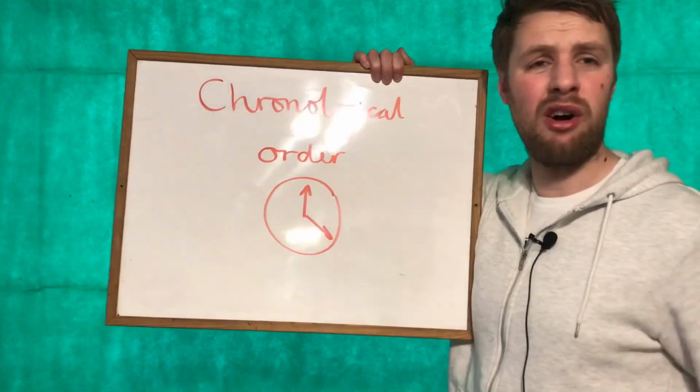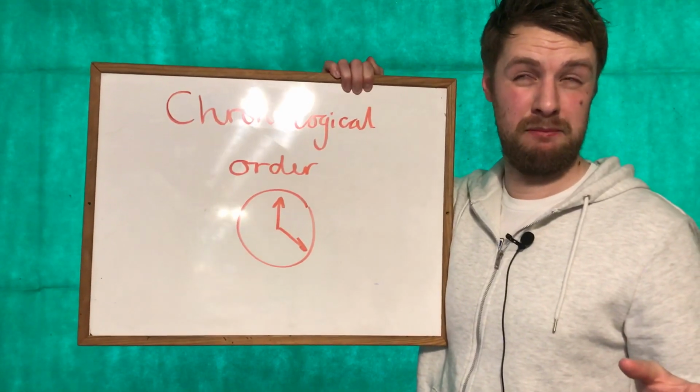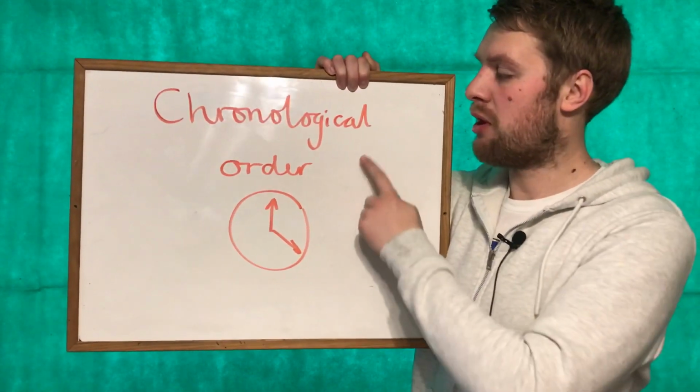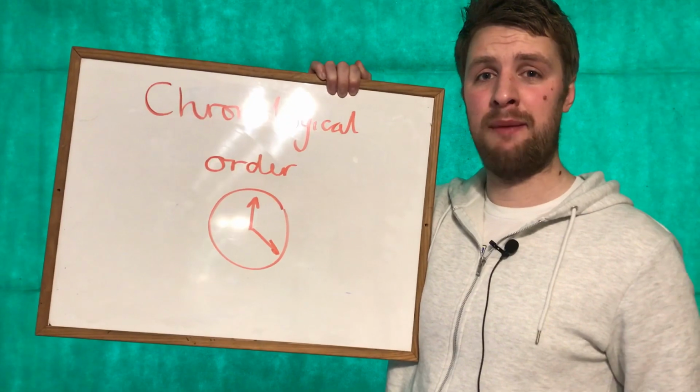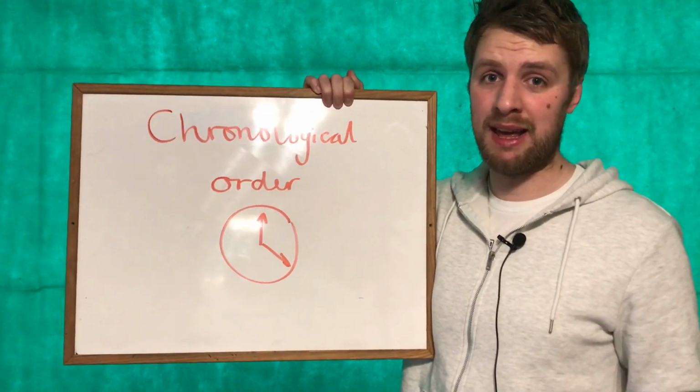And I've drawn a clock here as well. Maybe you can think of why I've drawn a clock. Yeah, that's why. Chronological order means time order. Instructions have to be carried out in a certain way. Think about when you're getting ready for school in the morning, okay? You need to carry out those instructions in the right order, otherwise things won't work.